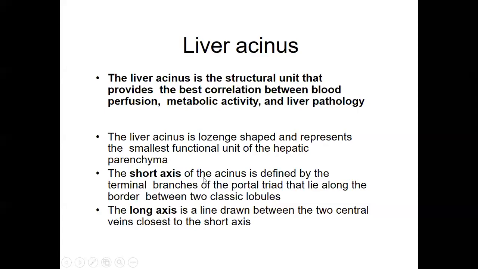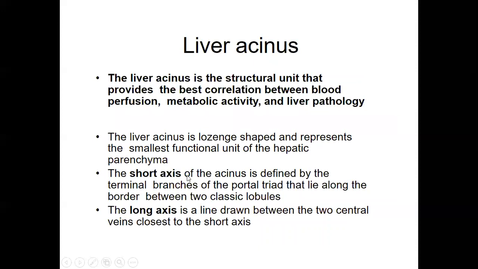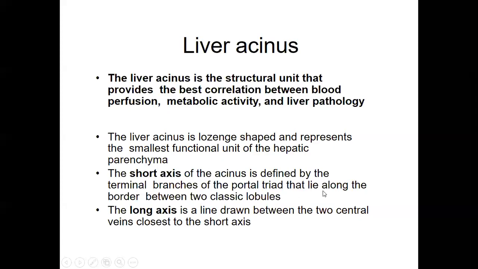So if you see here, we have the short axis here. This is the short axis, and this is the long axis. The short axis is the terminal branch of the portal triad. They lie along the border between the two classic lobules.